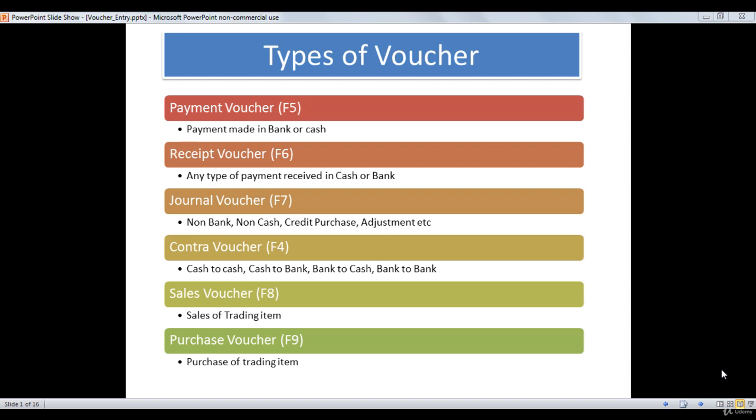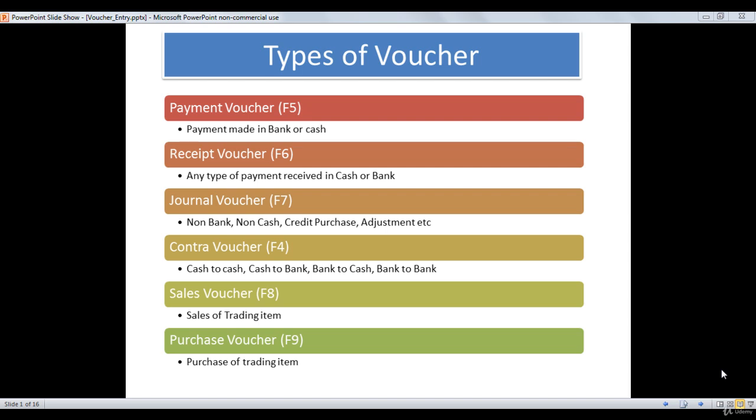Similarly, for the receipt voucher, I gave you an example where the course fee was 10,000. The student made a payment of 5,000 and 5,000 was on credit, meaning he is going to make the payment after 1 month. So that remaining 5,000 amount is again going to be entered in this journal voucher.